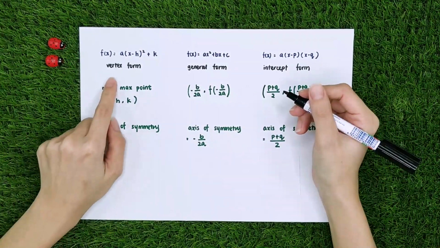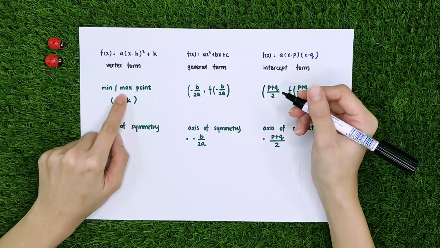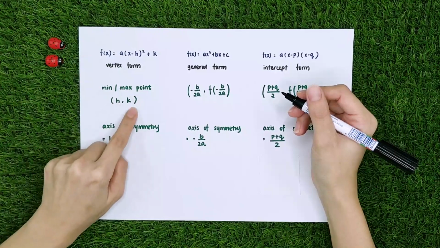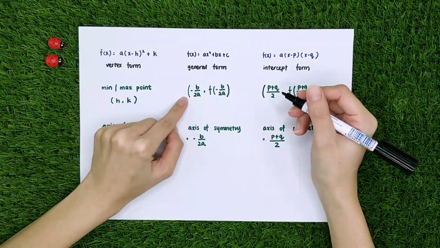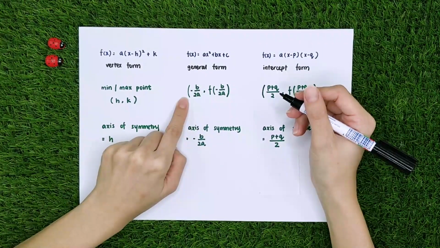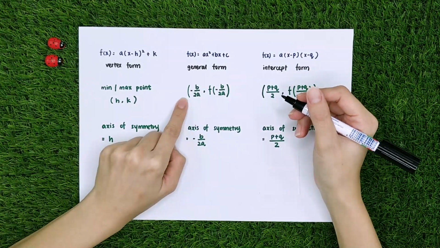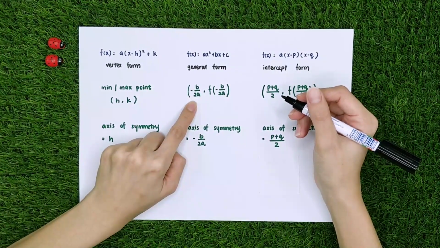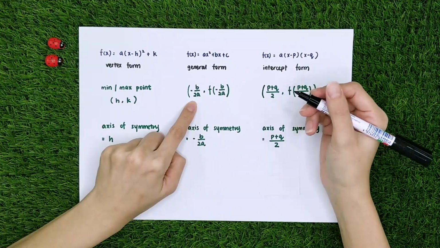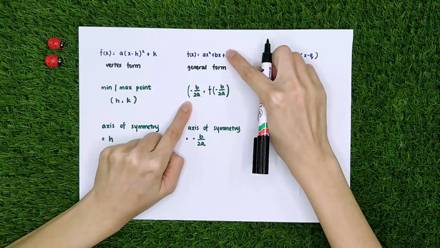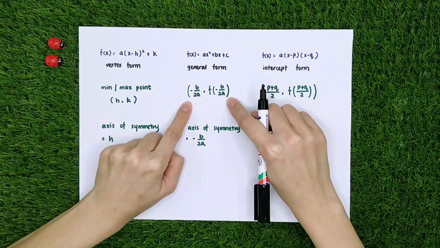Okay, let's see the vertex form. I can directly get my minimum or maximum point from the vertex form, which is (h, k). And for the general form, I have to find minus b over 2a. And the x value that I find here is my minimum point. For the general form, to find the minimum or maximum point, I have to find the minus b over 2a. After I get my minus b over 2a, then I will substitute the x value that I find into the quadratic function. Then I will find my y value.